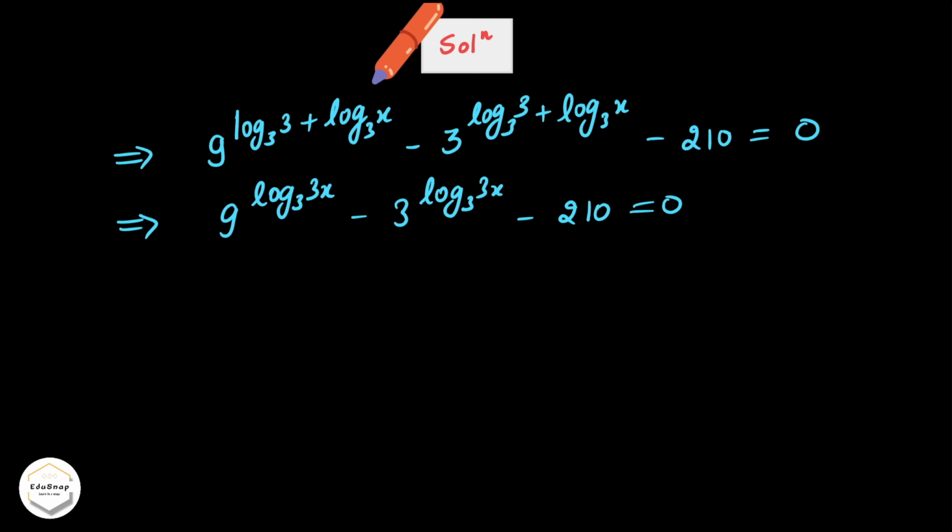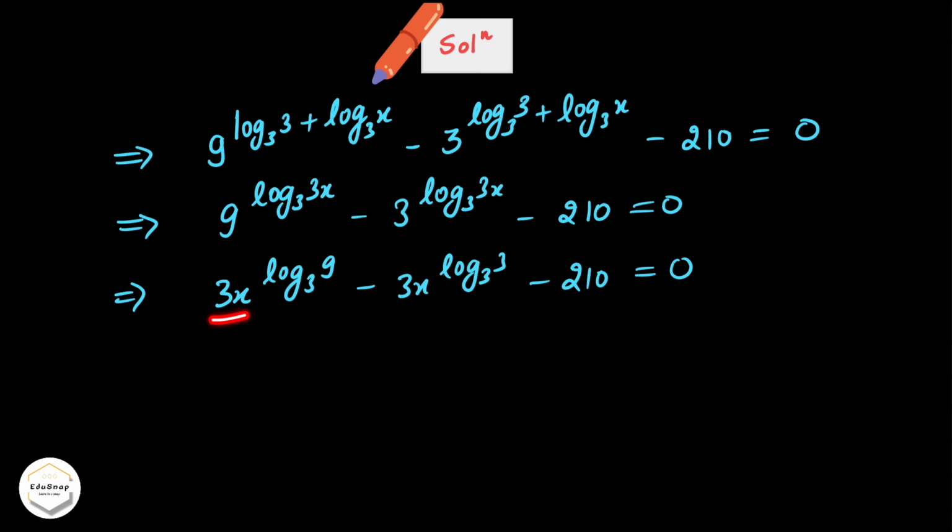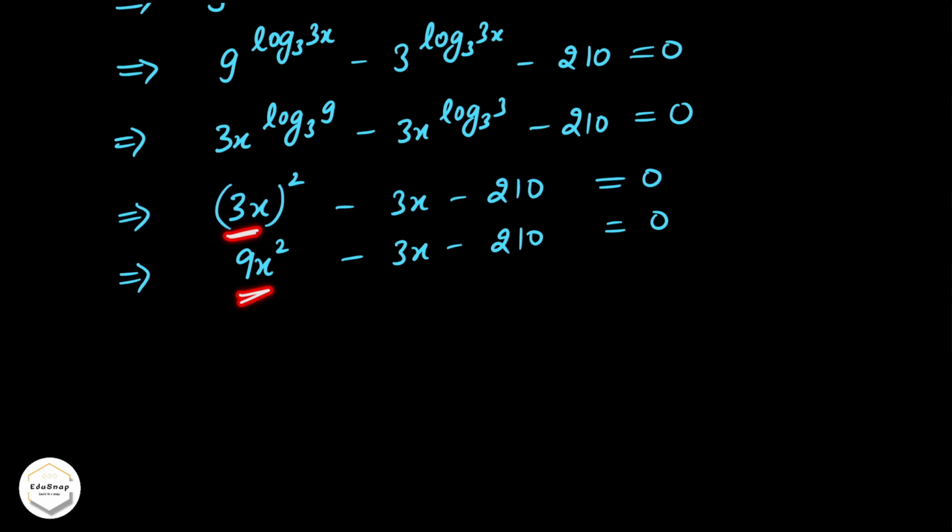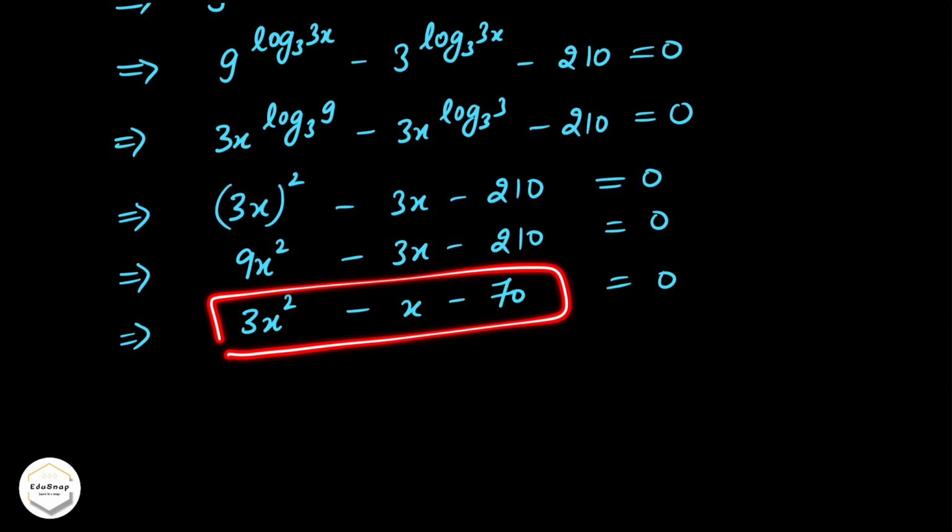Now afterwards, we will be interchanging these two quantities. The same here I will interchange. So if I interchange, I will get 3x to the power log 9 to the base 3, and we know this value is going to be 2, and this value is going to be 1 here. So from here we say 3x raised to the power 2 minus 3x minus 210. After doing the square, we get this part. Now divide by 3, we will get this equation.